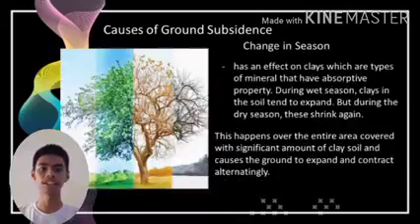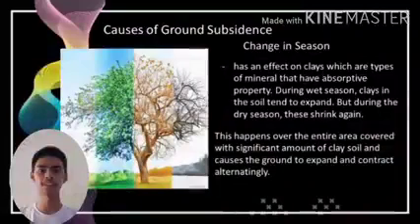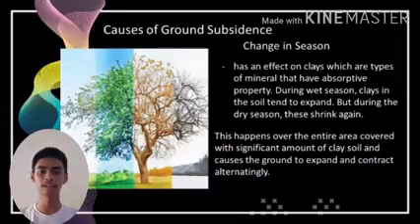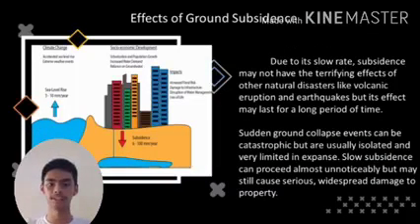And lastly, change in season. It has an effect on clays, which are types of mineral that have absorptive property. During wet season, clays in the soil tend to expand, but during the dry season, these shrink again. This happens over the entire area covered with a significant amount of clay soil and causes the ground to expand and contract alternatingly. Effects of ground subsidence.